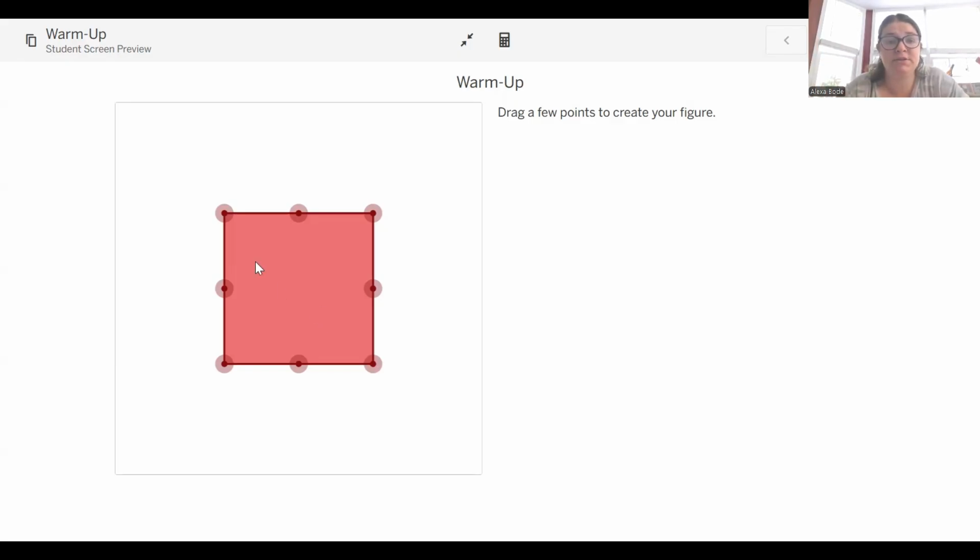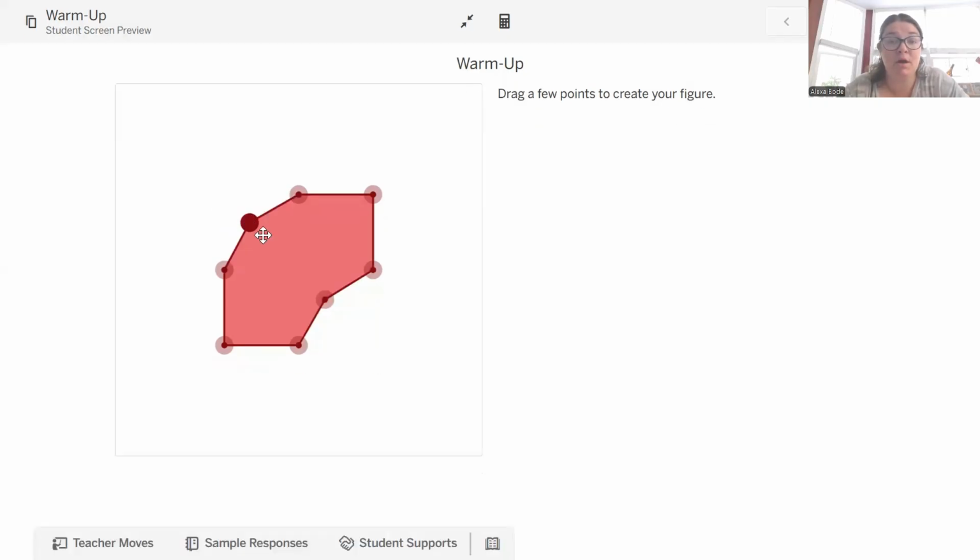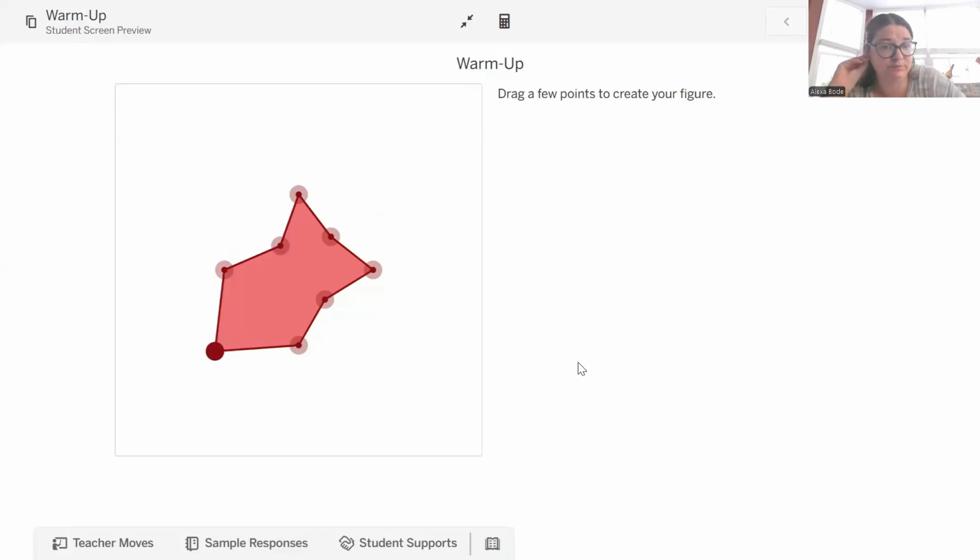So on our first slide of the Desmos, if you're not on it already, please get on it. On this first slide, you are just making a shape yourself. Whatever shape you want, make your shape. Doesn't matter. I'll give you a couple seconds to do that. And then move on to the next slide.